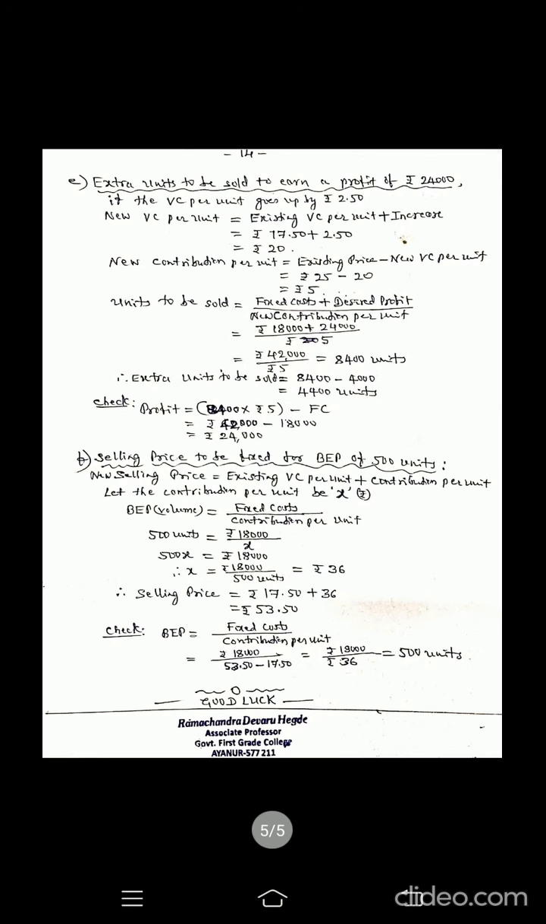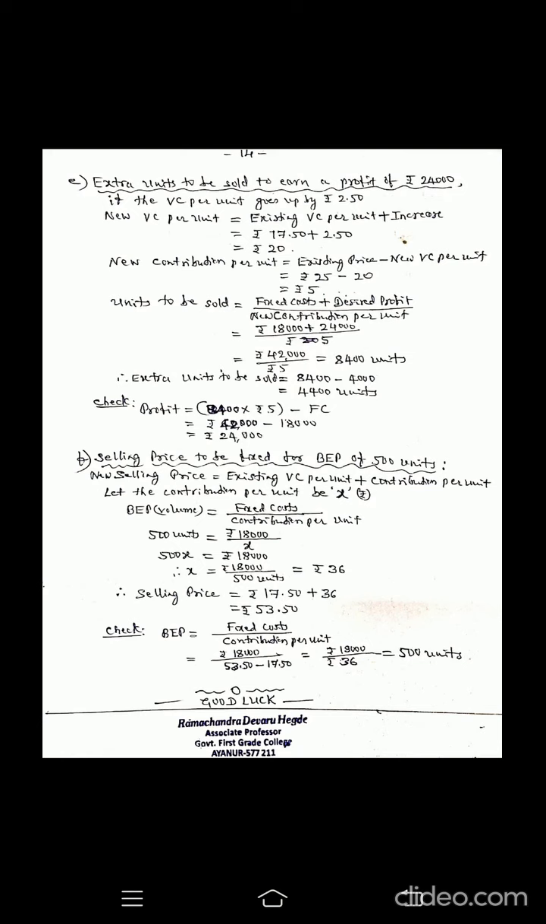Now extra units to be sold will be 12,000 units minus 4,000 units already given. 12,000 minus 4,000, 8,000 units are the extra units to be sold when this condition is to be fulfilled. So we can also verify profit is equal to 12,000 units into 2.50, it comes to 30,000 contribution minus 18,000 fixed cost, it comes to 12,000 rupees profit. It has been proved. Nextly, one more calculation is extra units to be sold to earn a profit of 24,000.